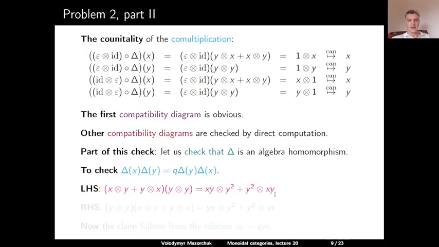And this is equal, when we just multiply in the tensor product, to xy tensor y squared plus y squared tensor xy. The right-hand side, if you forget q, is delta of y times delta of x, so we just swap the factors in the original product here, and when we multiply, we get yx tensor y squared plus y squared tensor yx. And now we can use that xy is q times yx, so this xy is q times this, and this xy is q times this. And this immediately gives us the necessary relation.